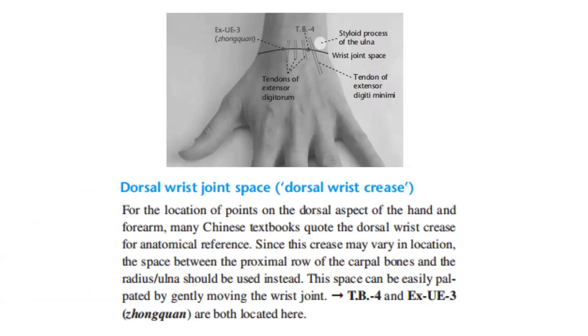Next, we have the dorsal wrist joint space, or the dorsal wrist crease. For the location of points on the dorsal aspect of the hand and forearm, many Chinese textbooks quote the dorsal wrist crease for anatomical reference. Since this crease may vary in location, the space between the proximal row of the carpal bones and the radius or ulna should be used instead. This space can be easily palpated by gently moving the wrist joint.